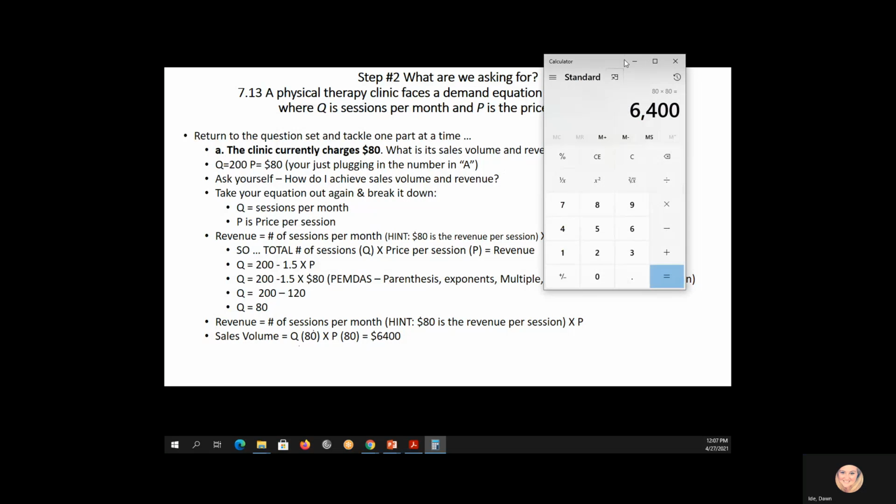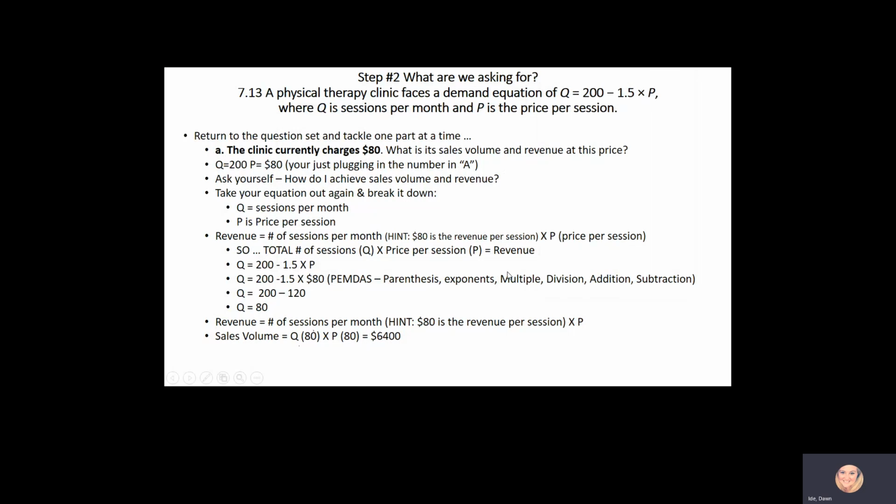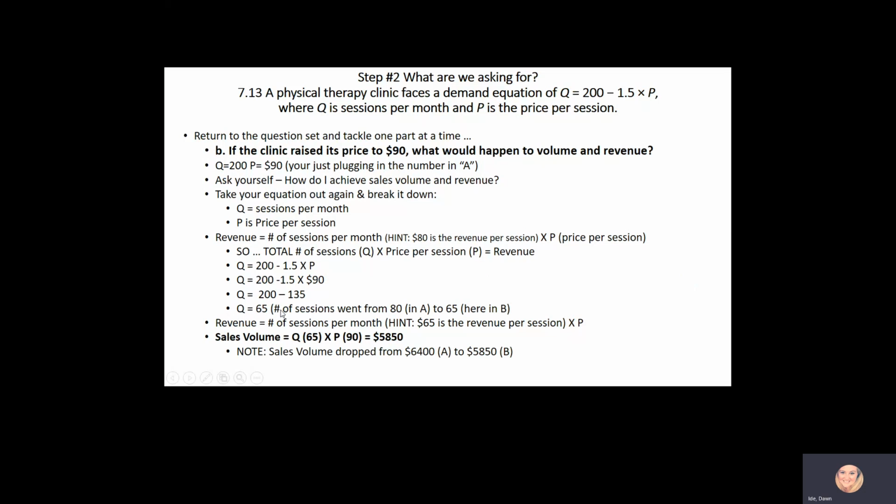Okay. Let me get that out of the way because that was all up in your way now. So what did we do? We took this equation and the thing that we had was $80. So we put the 80 where the P is because that was the price. That's all we did. Okay? Then we took the quantity to get the ultimate answer. What is the sales volume and revenue at this price, right? So we had 80 sessions, right? Because this is the sales volume.